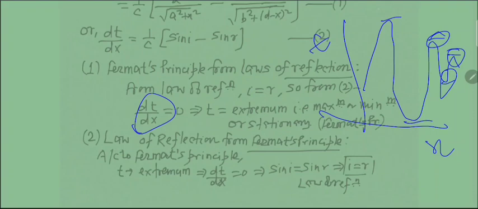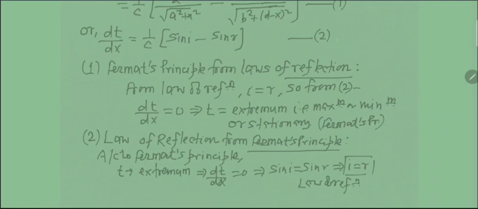Slope equal to 0 means the curve changes its nature over there. So dt by dx will be 0 at this point, this point, this point, this point, and this point. So dt by dx is equal to 0, that is, t is extremum, that is maximum or minimum or stationary. So Fermat's principle has been derived with the help of the laws of reflection. Now, based on Fermat's principle, how can we derive the laws of reflection? We can see that also.